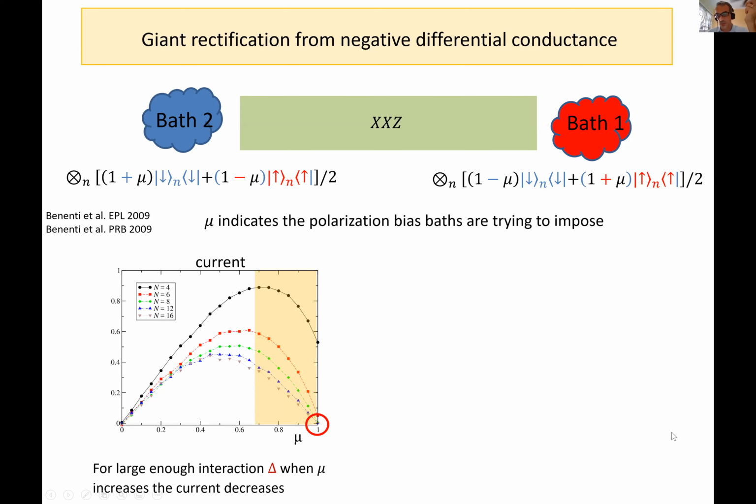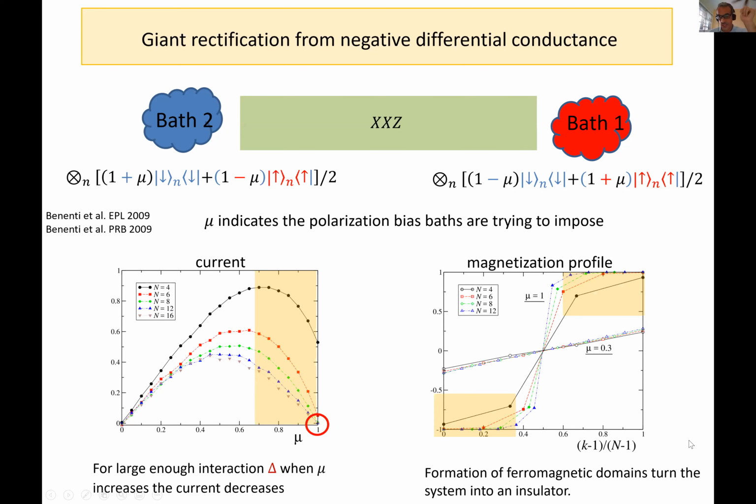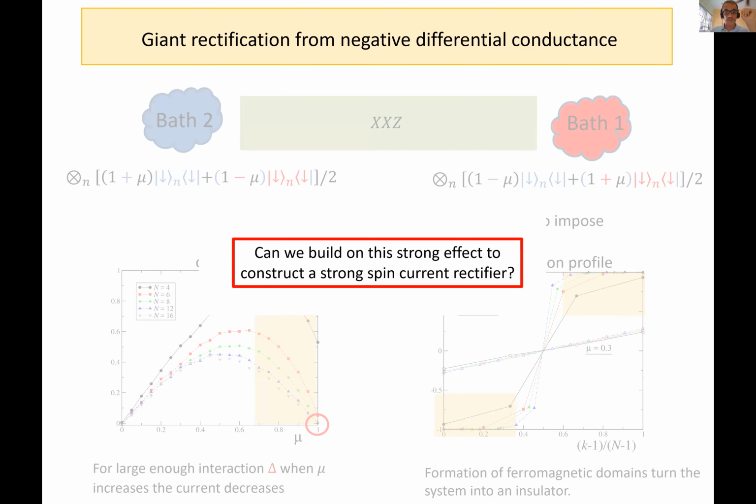The mechanism behind this is that as you increase the driving, you form some ferromagnetic domains at the edges here. I don't know if you can see my mouse. You can see some ferromagnetic domains here at the edges, and so the system becomes an insulator. So we have this effect there. We know that it happens when you have strong driving, and we were wondering how we can use it to have strong rectification. So this was the new mechanism that we're trying.